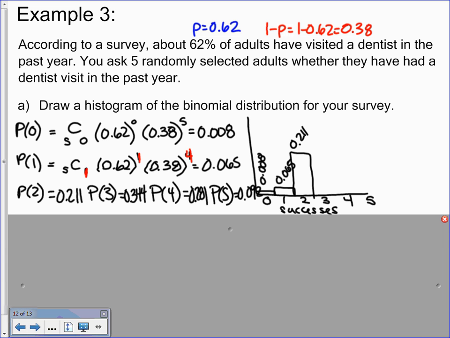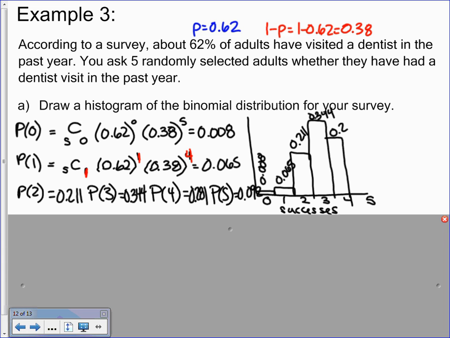For 3 successes, I'm at 0.344, so still taller. And then 4 successes was 0.281. 0.28 is going to be somewhere between 0.21 and 0.34. So my bar should be drawn accordingly. It should not be taller than my tallest, but it should be taller than the probability for 2. So I'll put it somewhere in the middle of those.